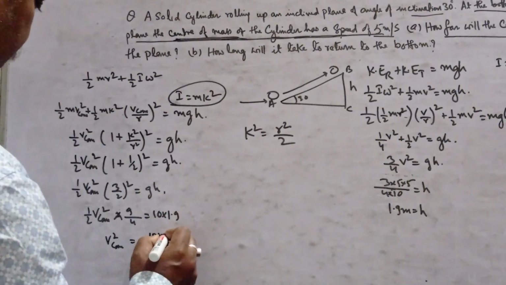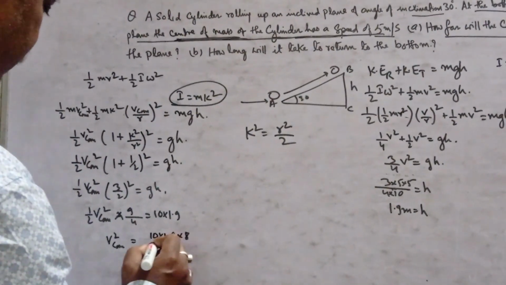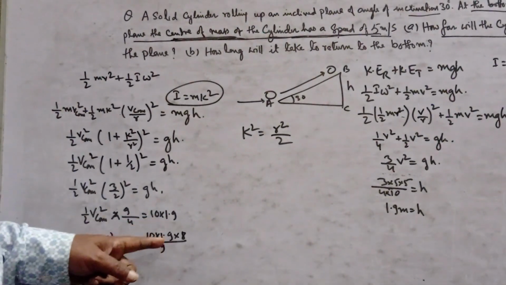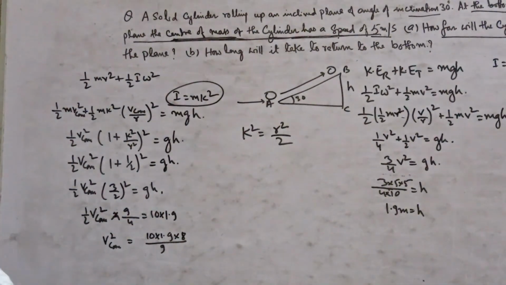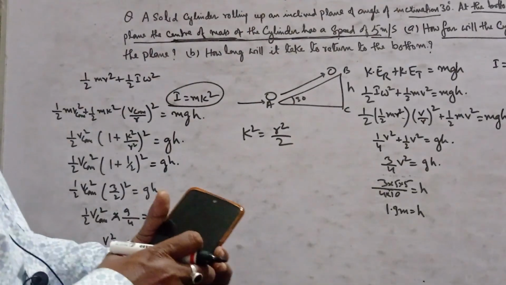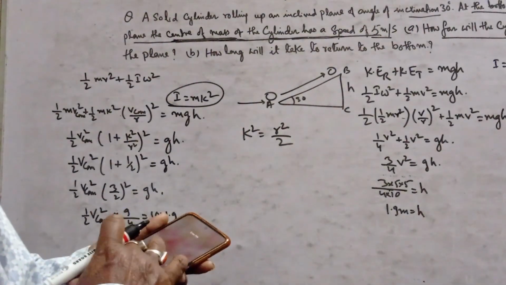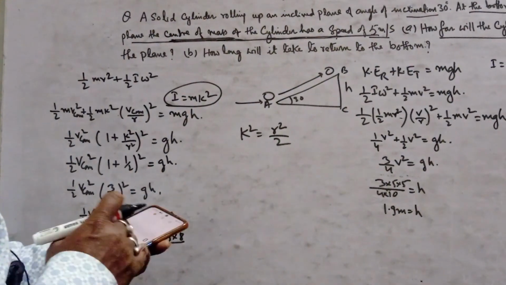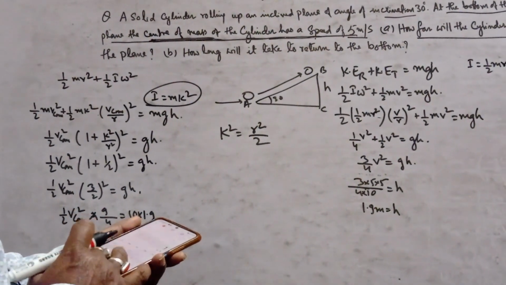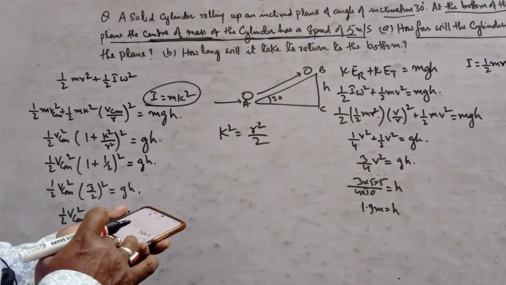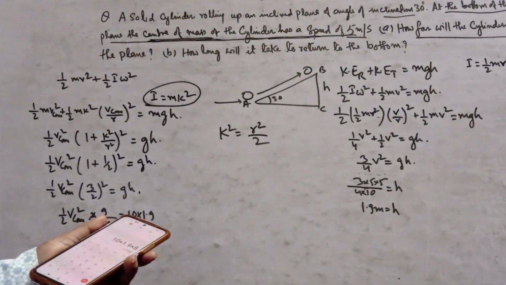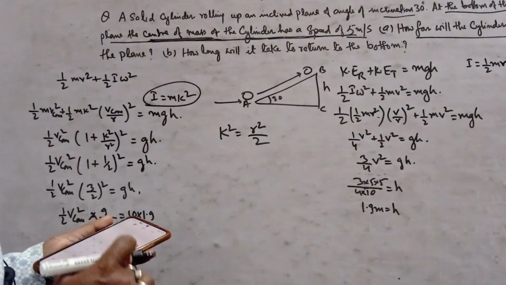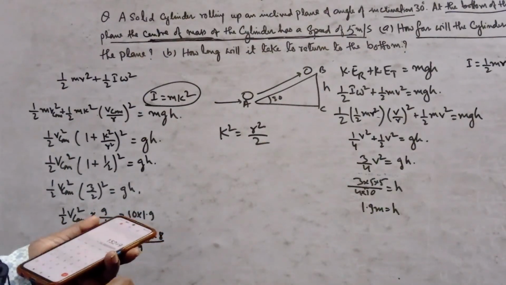10 into 1.9 into 8 divided by 9. 2 4s are 8, 9. So let me take the help of calculator. By the help of calculator, I am going to solve this problem. This will be 10 into 1.9 into 8. This comes out to be 152, and 152 divided by 9 comes out to be 16.88.